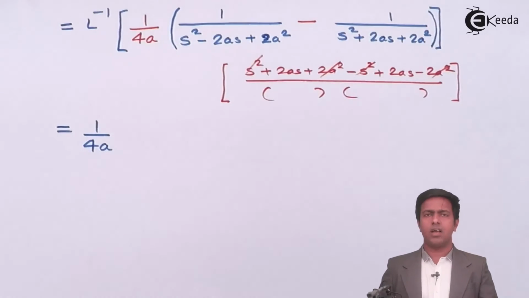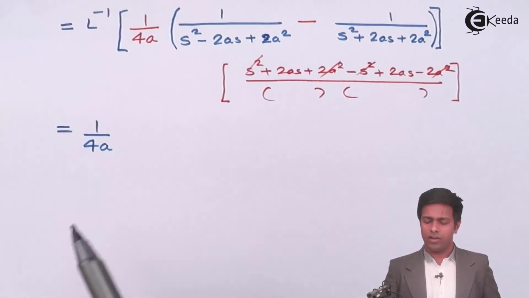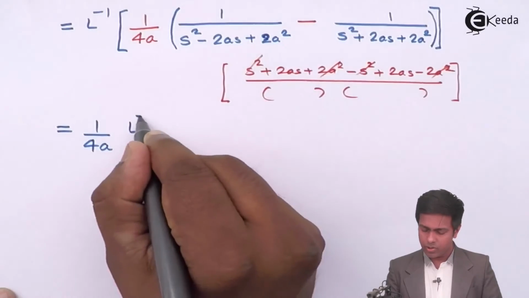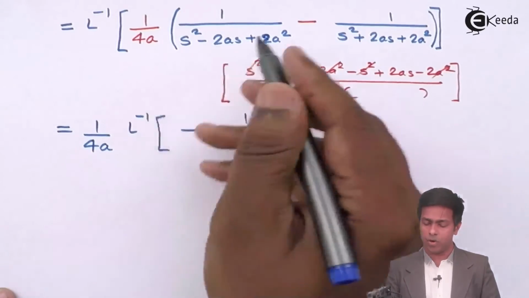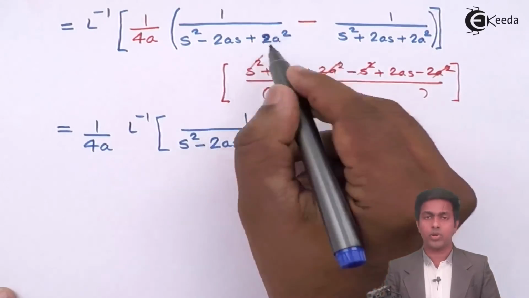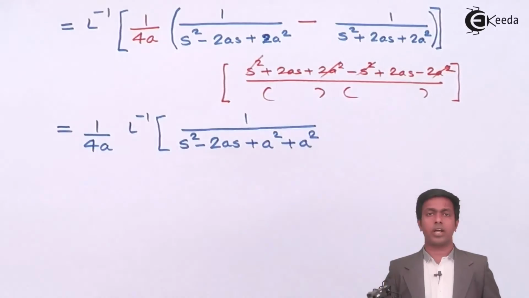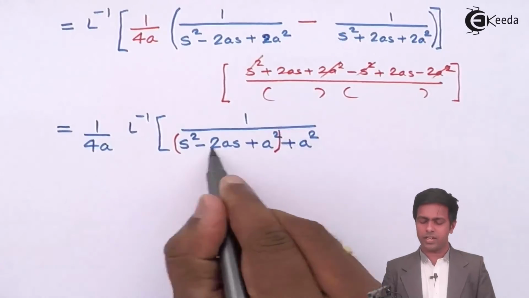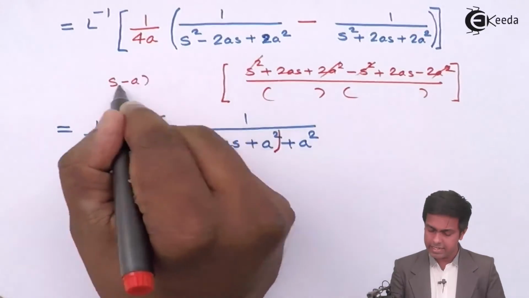So for this reason, we will convert these terms into our standard formula, and that is why here I will adjust this last term. So see here what I get. So here I'll write L inverse, or inverse Laplace transform of, s square minus 2as, and this 2a square is a square plus a square. Now guys, by doing this, if you observe these first three terms, then these three terms are the expansion of s minus a the whole square.